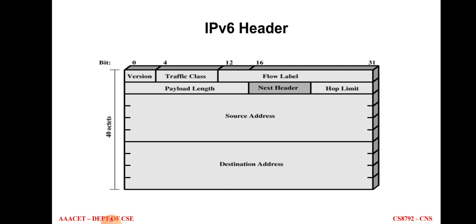Next it was improvised to IP version 6. It is the header format of IP version 6. Here the same ones: version number, traffic class. Next one is flow label, and next one is payload length. We will see later what is payload length. And next header means the header of the next packet, and hop limit, that is the end-to-end limit. Next one is source and destination address.